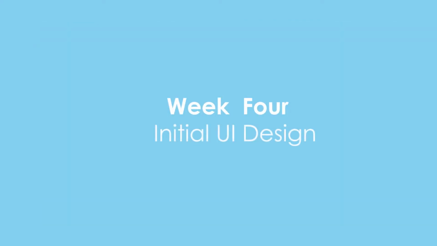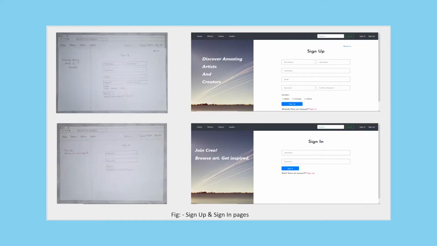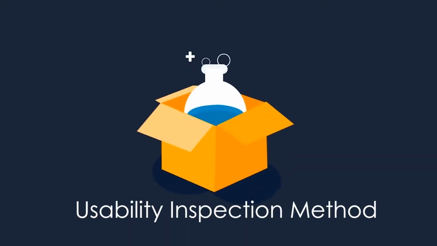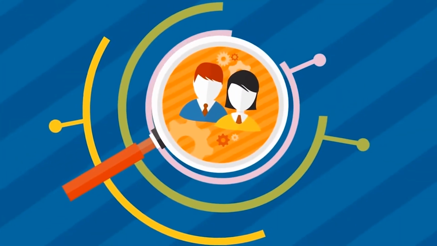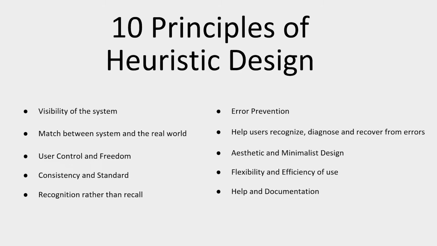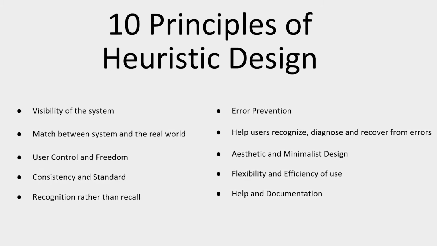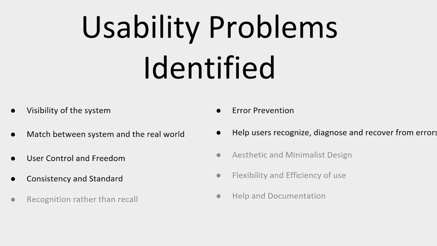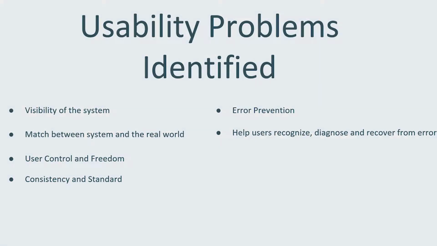In week 4, we designed our initial UI design based on our final paper prototype, which was then subjected to heuristic evaluation, a usability inspection method where another group named Tabler evaluated our interface and identified different usability problems that a user is likely to encounter based on Jakob Nielsen's principles of interaction design.